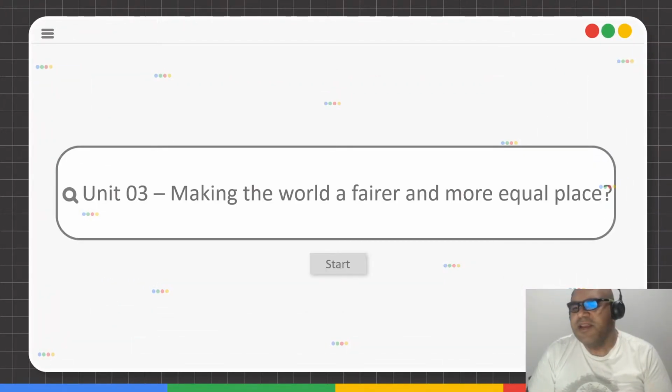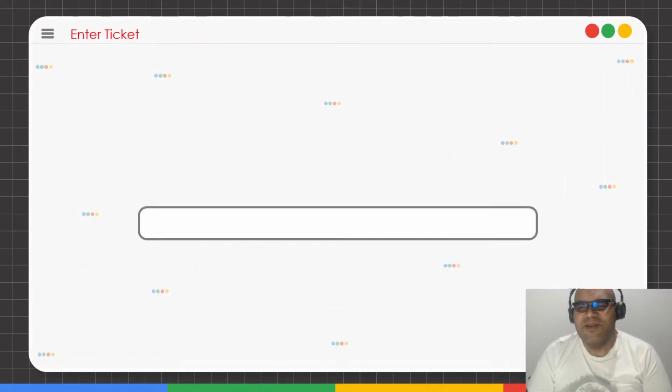Well, here is our unit number 3. We're starting right now. We're talking about inequalities, but our question this quarter, part of the quarter, is making the world a fairer and more equal place. Can we do it, guys, together using math? I will prove to you we can do it. Great, but let's go ahead here.